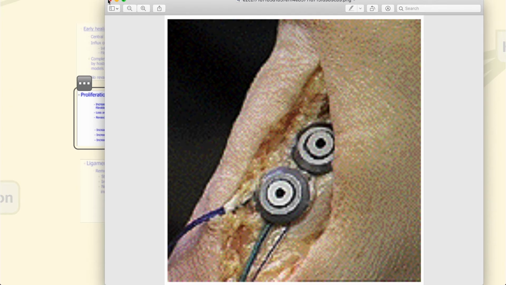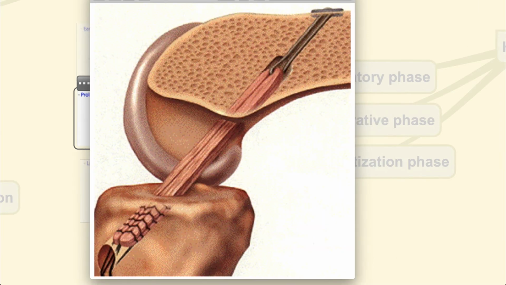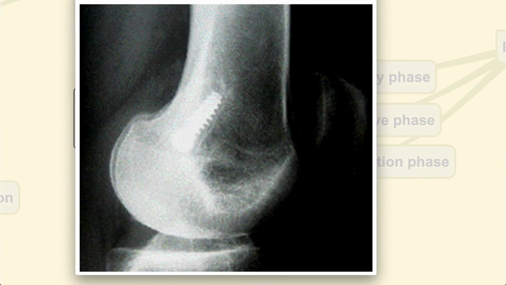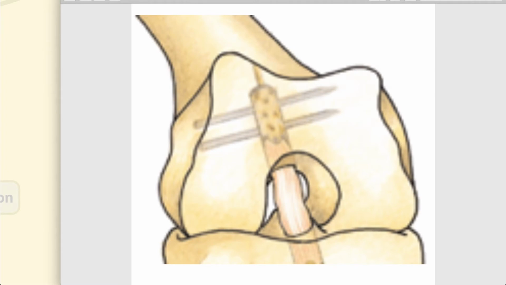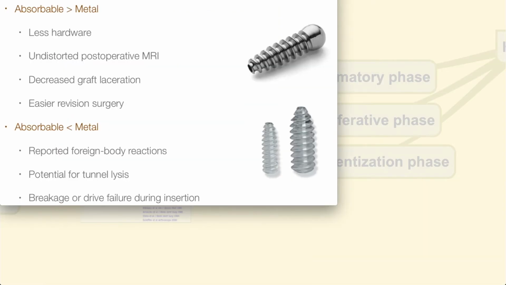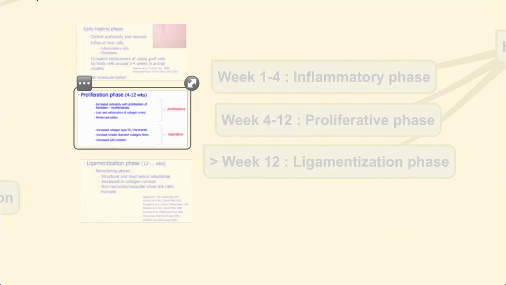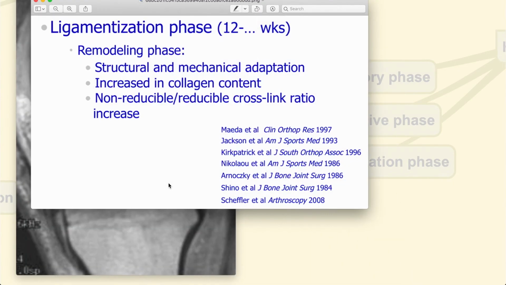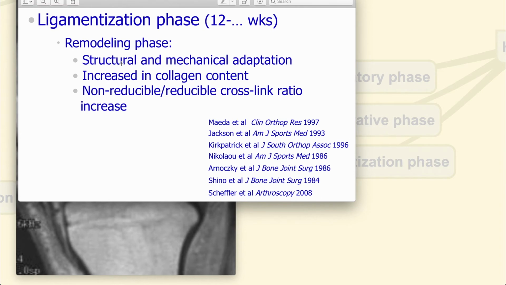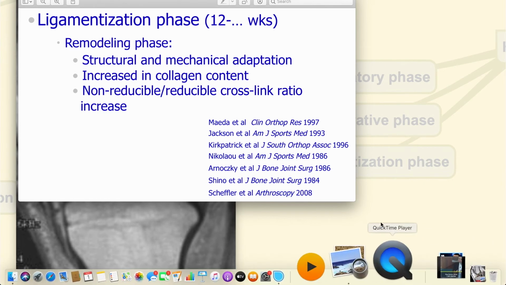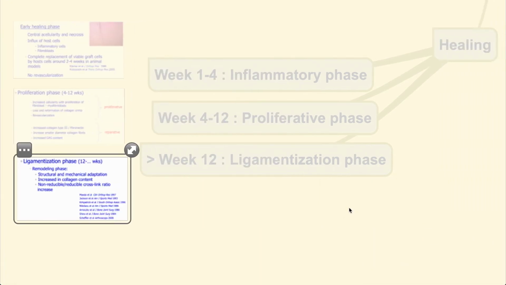Now, following that phase at the 12th week or the 3rd month, is the ligamentization phase. During the ligamentization phase, we could see that remodeling will occur, structural and mechanical adaptation will happen, there will be an increase in the collagen content, and there will be an increase in the non-reducible to reducible crosslink ratio within the collagen fibers.